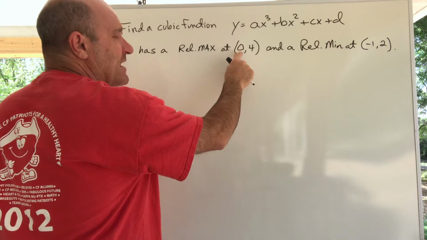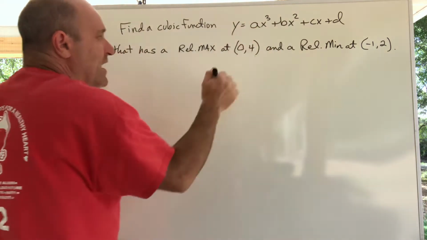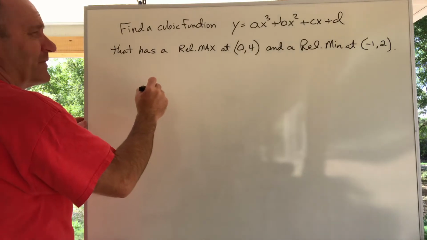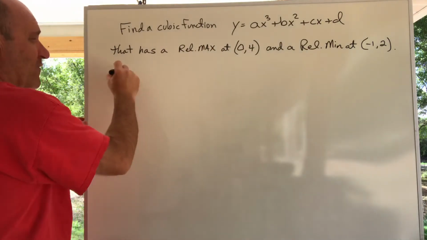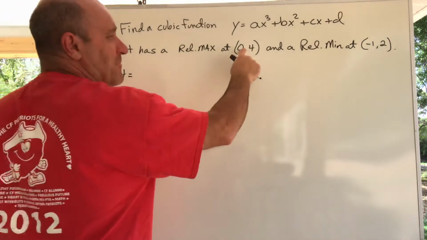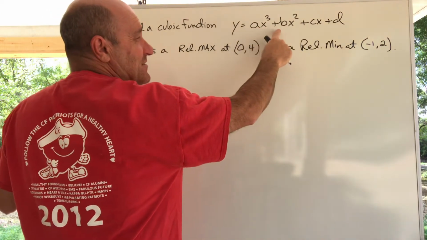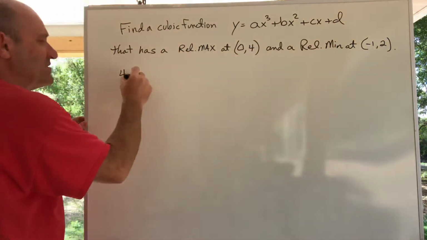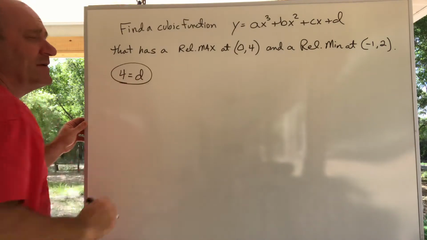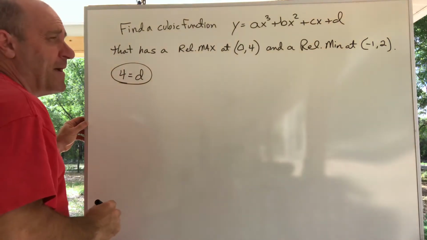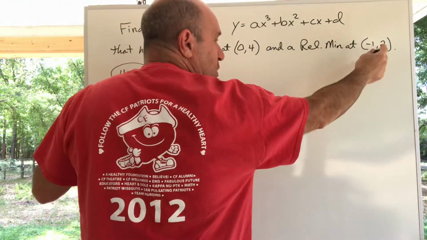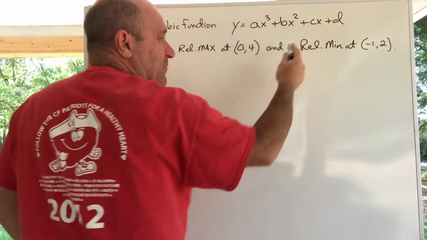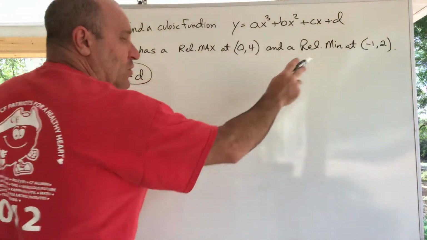If I plug that into this function, I plug in a 4 for y, and I plug in a 0 for x. That's a 0, that's a 0, that's a 0, and I just learned that d is 4. So that's nice. I can plug in that x and y, but that'll be a little less revealing. Let's hold off just a second.